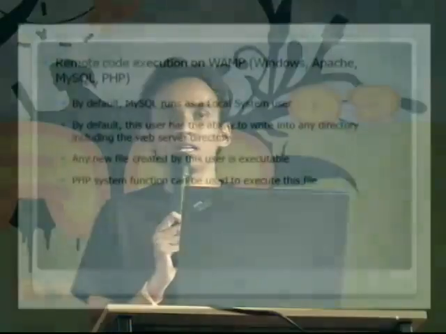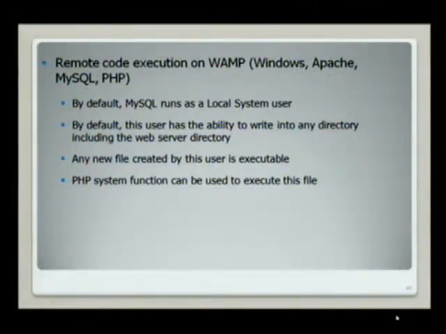Remote code execution on WAMP has fewer limitations compared to LAMP. This is because MySQL on Windows runs as Local System. So basically, you are allowed to write anywhere you want in the web server directory. The file that is created will absolutely be executable, and you can still use the same method to execute this code by using the PHP system function.